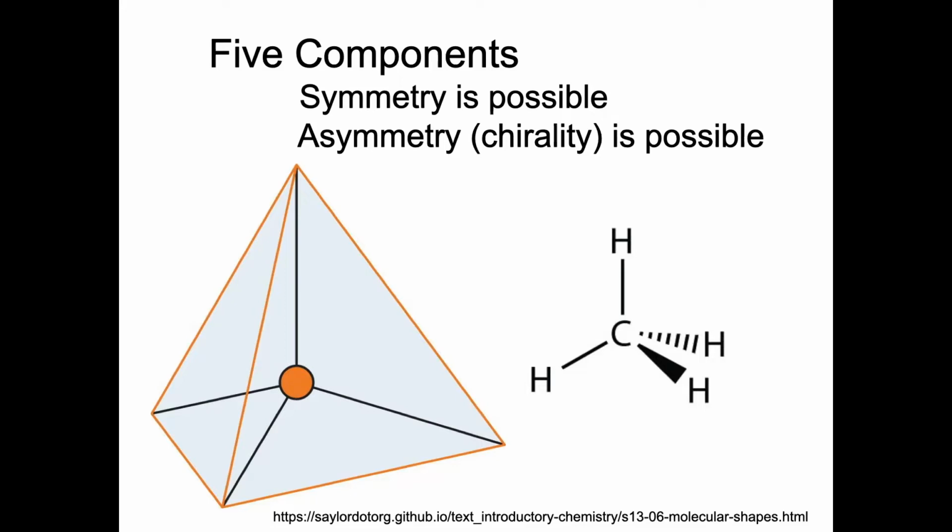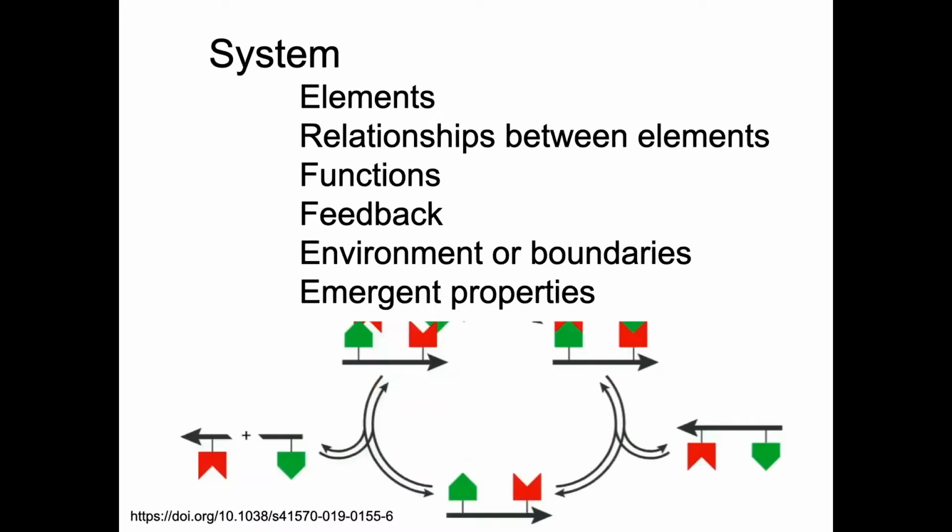Next slide, please. And so I want to talk a little bit about systems as well. The first 2 things here are probably the most important, that a system has elements and that there are also relationships between the elements. And those relationships serve certain functions. There are feedback loops. The system exists in an environment. There may be a boundary. There may be emergent properties.